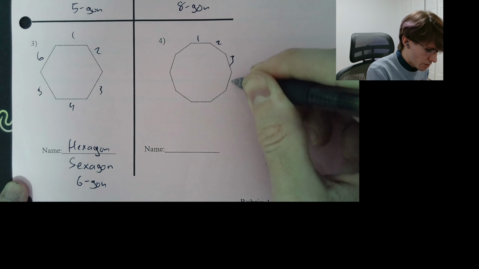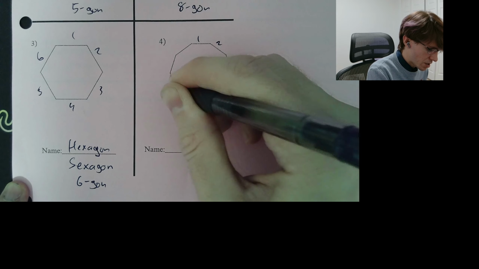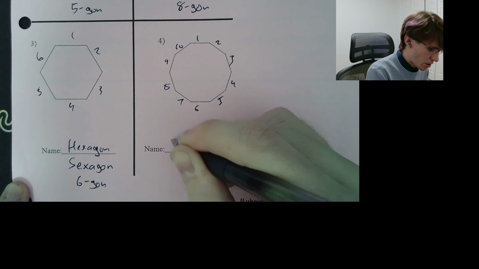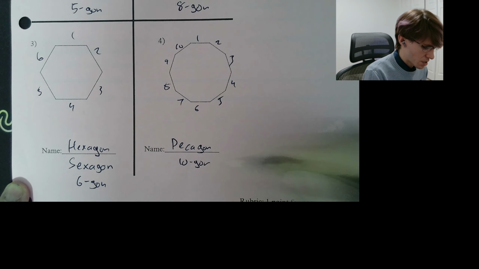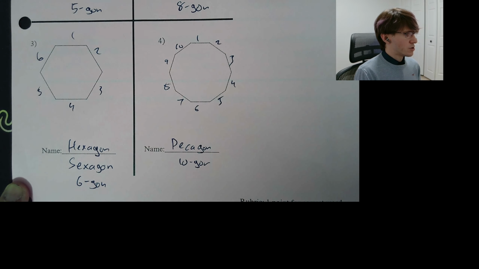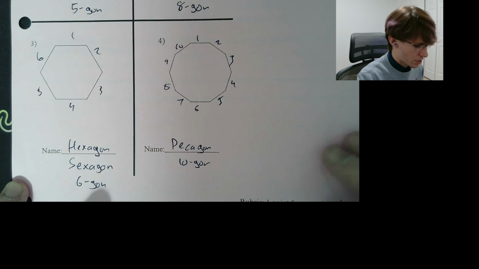Here we go. 1, 2, 3, 4, 5, 6, 7, 8, 9, and 10. We call this one a decagon. Decagon, I can spell. And we can also call it a 10-gon, which would also get you full credit. Let's move on to the actual math problems.